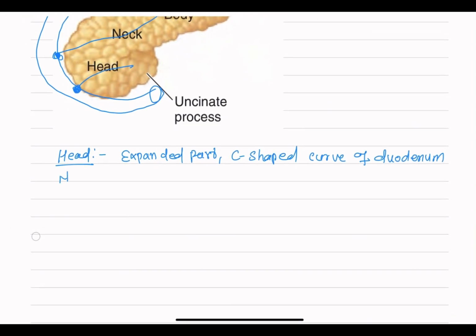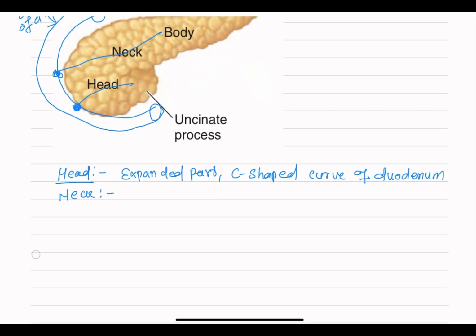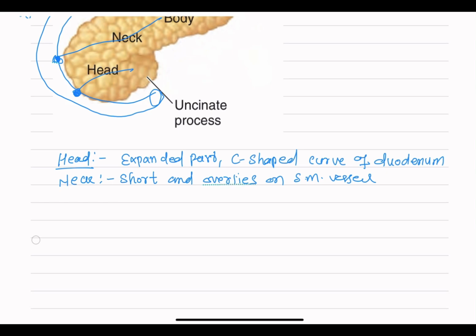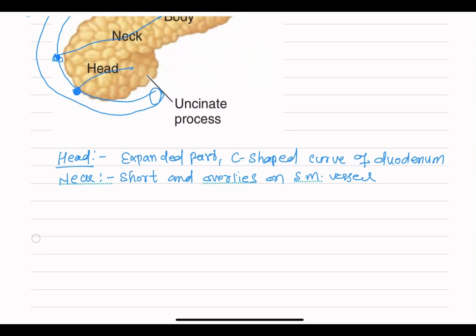And the next is the neck. We have to also know where is the location of neck and its size. So in the pancreas, neck is short and overlies the superior mesenteric vessel. So it's a short part of pancreas, and it overlies the superior mesenteric vessel. We will see when I discuss the artery supply, so we can know where is the location of pancreas.